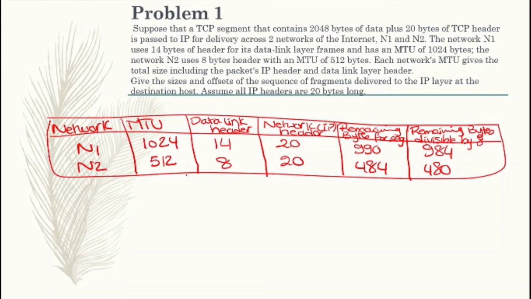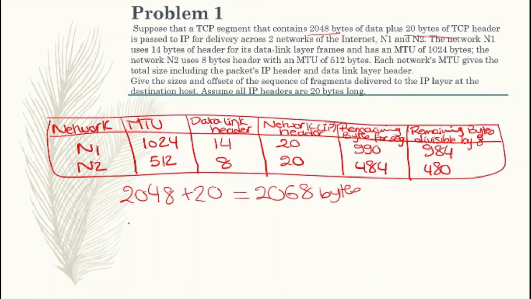Okay, starting with the process, let's go again to the problem. It said that the TCP segment we will be transferring is of size 2048 bytes plus the 20 bytes of the TCP header. So the segment that will travel through networks N1 and N2 is 2048 bytes of data plus 20 bytes needed for the TCP header. In total, we have a segment of size 2068 bytes, which is passed to IP for delivery across two networks of the internet. So this segment of 2068 bytes would pass through both networks N1 and N2.